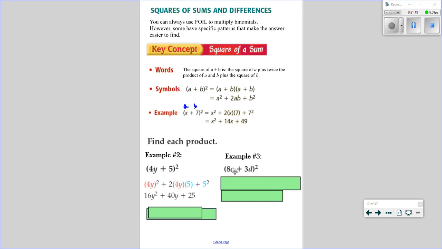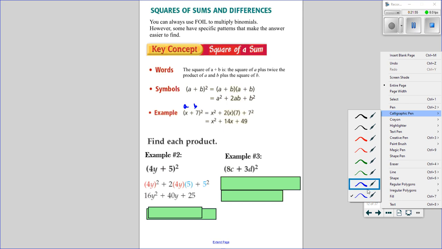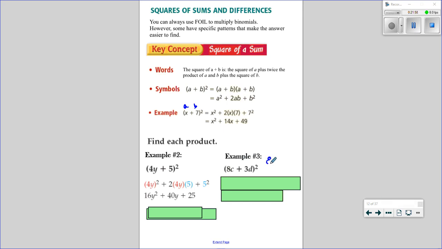So let's say 8c, I'll use blue again. So I'm going to put 8c equals A, and then 3d is going to be B. So if we have a squared plus 2ab plus b squared, we just plug it in. Wherever there's an A, we put 8c in the square, plus 2, and then 8c, and then wherever there's a b, we put 3d. And then this one will be squared.